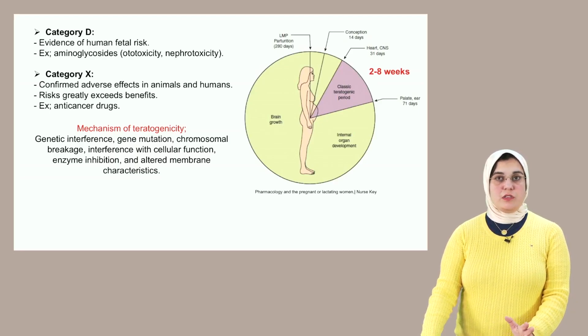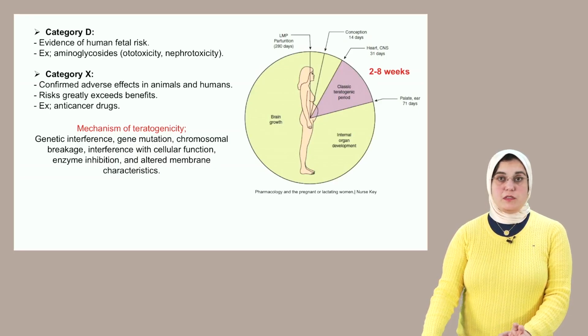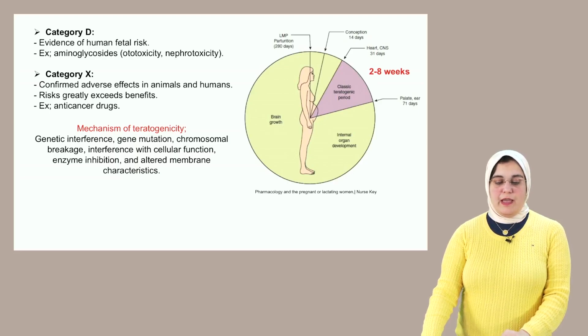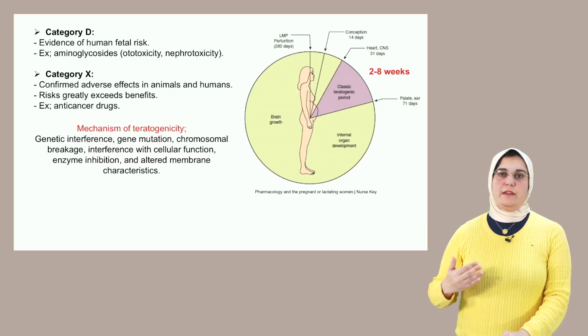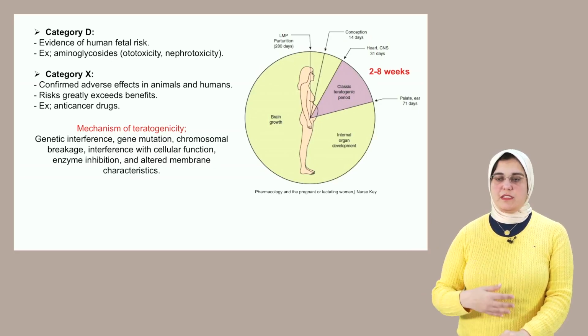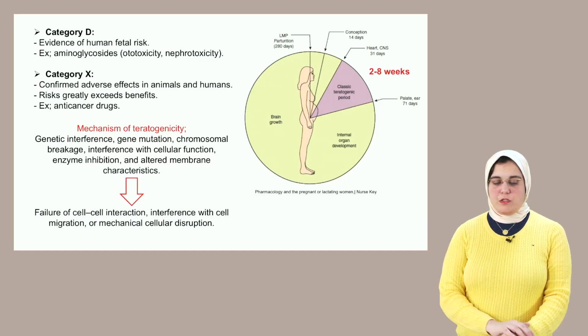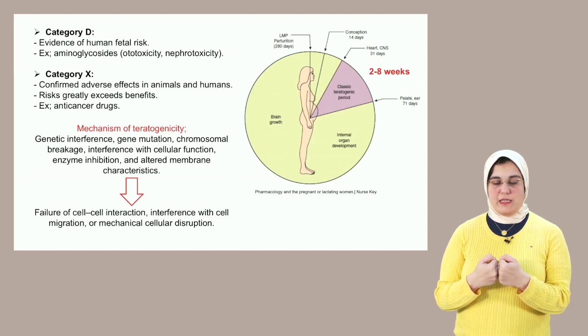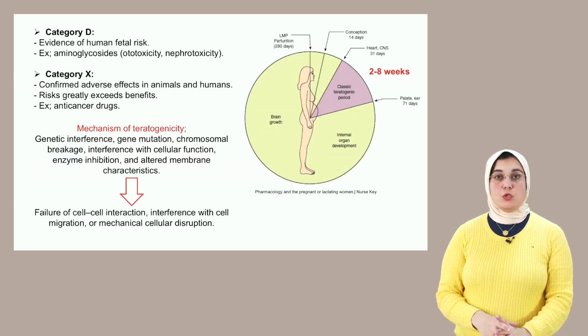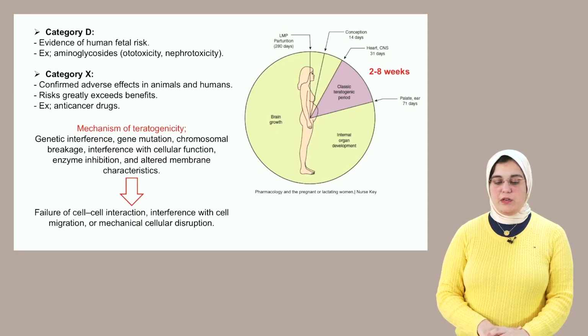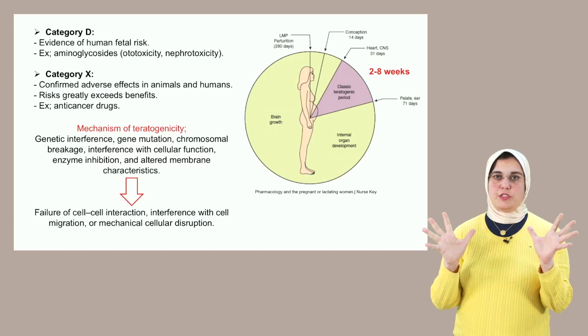Interference with cellular function: the cells cannot perform their normal function. They cause enzyme inhibition, so the enzymes cannot perform their function, and altered membrane characteristics, so the cell membrane is defective and many substances can enter or leave the cell with no control. So what is the end result? There is a failure of cell-cell interaction between the cells inside the organ or tissue, interference with cell migration during organogenesis and development, or mechanical cellular disruption. It means the cells burst and die.